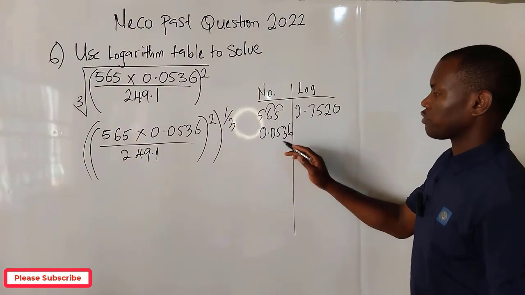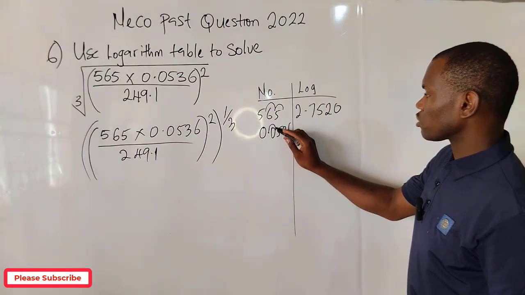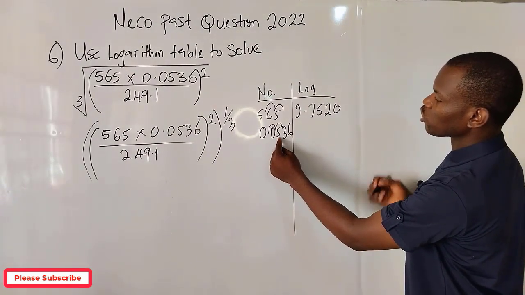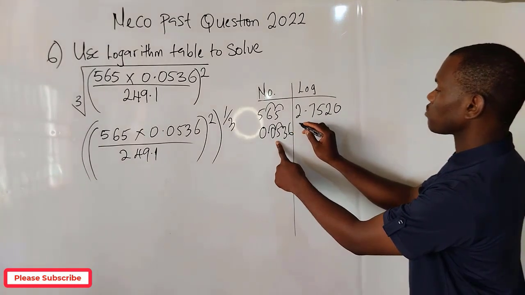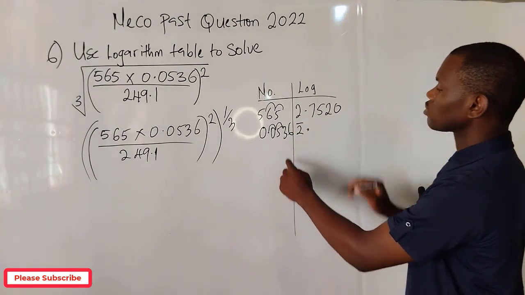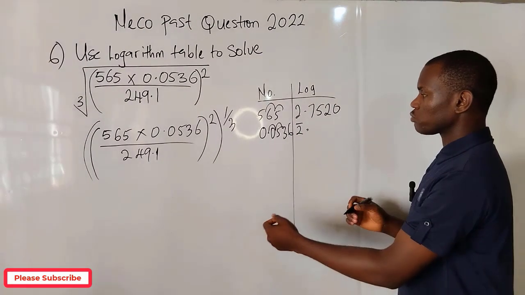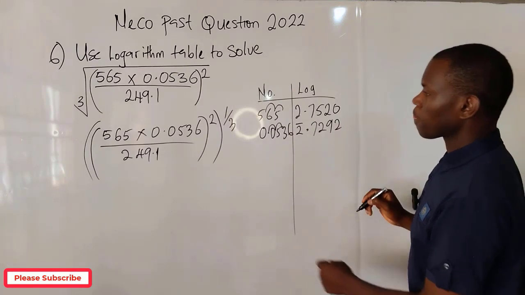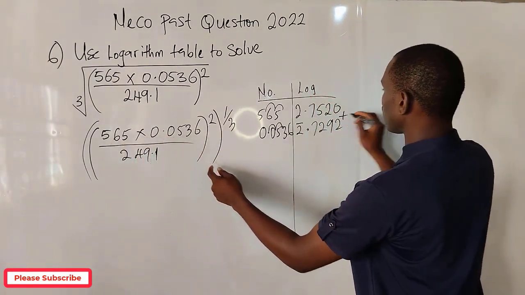I have 0.0536. To get my characteristic, because I have a 0 starting, my characteristic will be gotten from here. I'll count zeros until I've counted a non-zero digit before I will stop. So I counted 2 times, therefore I'll have bar 2. Then I'll check for 53 under 6 from my logarithm table, which is 7292. We are multiplying this value, so you add.